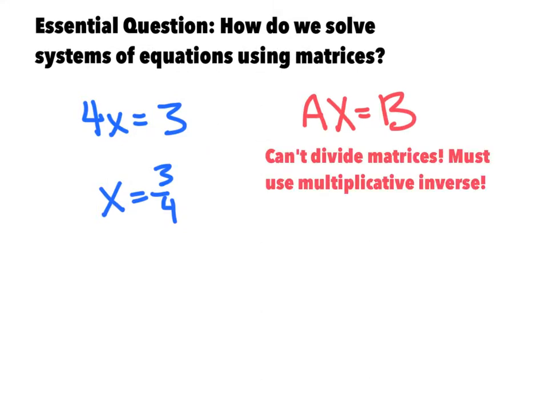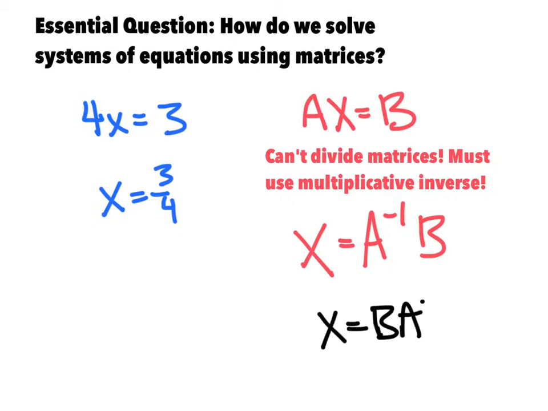And since I can't divide matrices, I must use the multiplicative inverse. So I'll say X equals the inverse of A times B. Remember that order matters whenever you're multiplying matrices, so it's not B A inverse, okay? Don't do that.